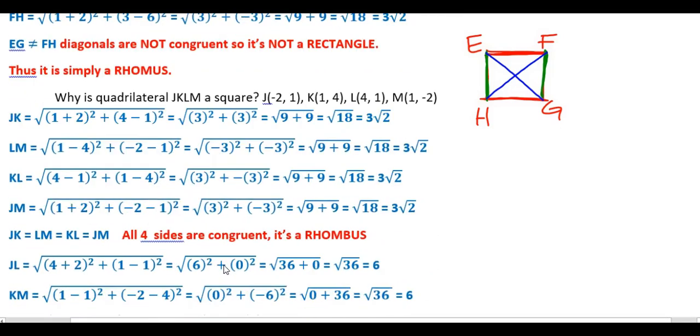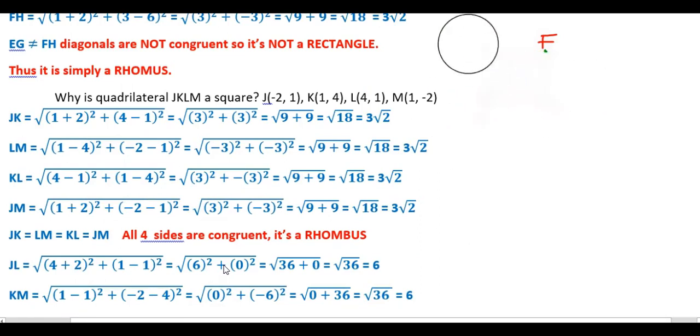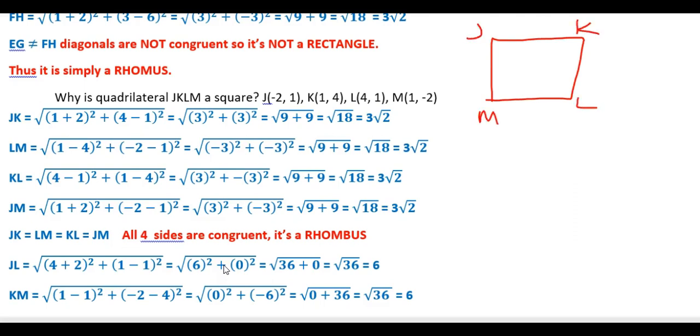Now our last one says, why is quadrilateral JKLM a square? Okay, so here again, we're going to draw it. JKLM. Here again, we're going to compare opposite sides. We're going to compare JK to ML, and we're going to compare JM to KL. When we do that, we find out that, again, all 4 sides are the same length. We can end here with the square root of 18, and we can see that all 4 sides are congruent. So I'm going to put tick marks on all 4 sides. That tells me that this shape is a rhombus.